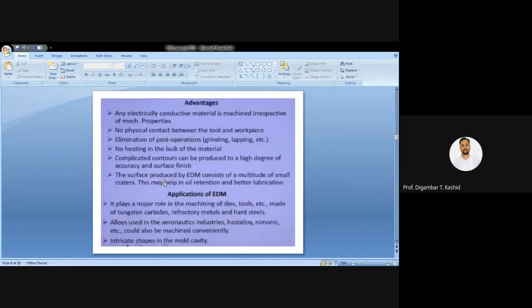Now here in this slide, I have mentioned some advantages. In that you can see the first advantage. One minute.